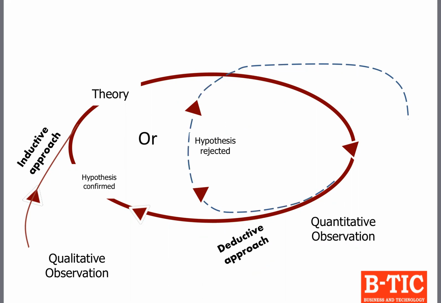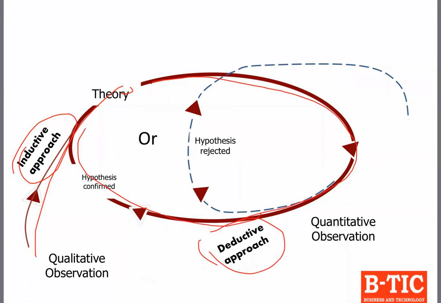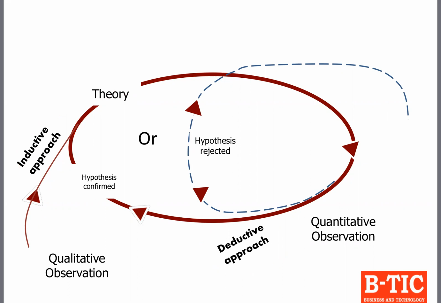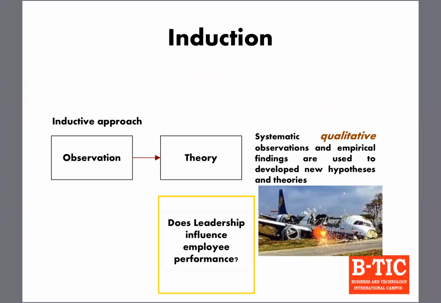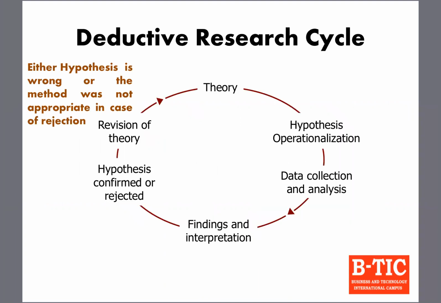So you do the inductive approach from nothing to develop a theory. And from that, you do a deductive approach to test the theory. The test may confirm the theory once again, or otherwise the test may contradict your theory, and then it may reject your theory. The reason for this rejection would be simply this one here.